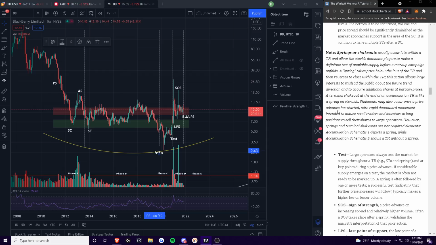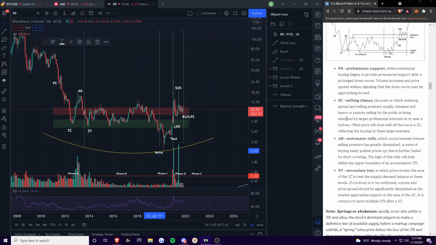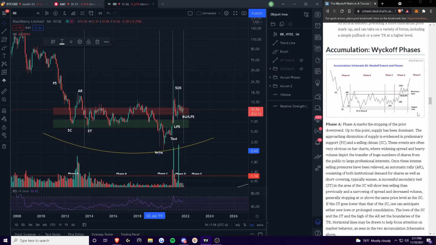Shakeouts may also occur once a price advance has started, with rapid downward movement intended to induce retail traders and investors to sell their long positions to large operators. However, springs and terminal shakeouts are not required elements of accumulation. So basically, what that means is it doesn't always have to have a spring or a shakeout. It could have just a lazy last point of support phase in phase C.